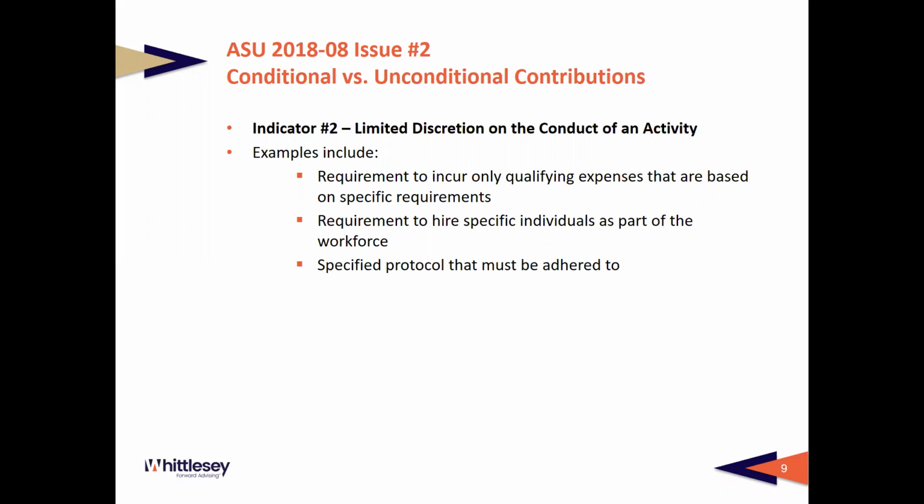A second indicator of a barrier is limited discretion. A perfect example of why we would call, say, a federal grant a conditional contribution is a requirement to incur qualifying expenses. Federal grants generally require you to comply with the uniform guidance, and there are specific cost standards that outline allowable costs. You have to spend the grant on allowable costs to meet that requirement, and if you don't, you're at risk of being required to refund that money to the federal government. So that example meets the criteria of a right of return or release plus a barrier.